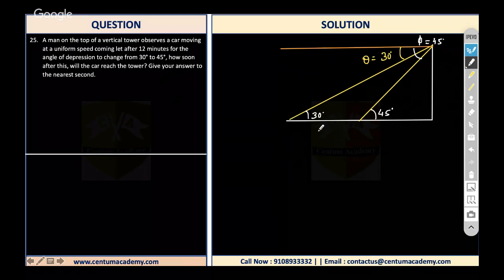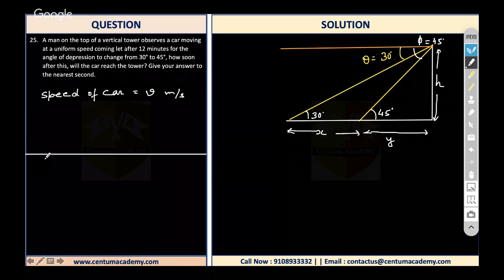So 30, 45, and let us say this distance is x, this distance is y, and let's say this distance is h, the height of the tower. The question is, how soon after this will the car reach the tower? So I have to find out. It takes 12 minutes, so hence let us say uniform speed. Let us say speed of car is v meter per second.